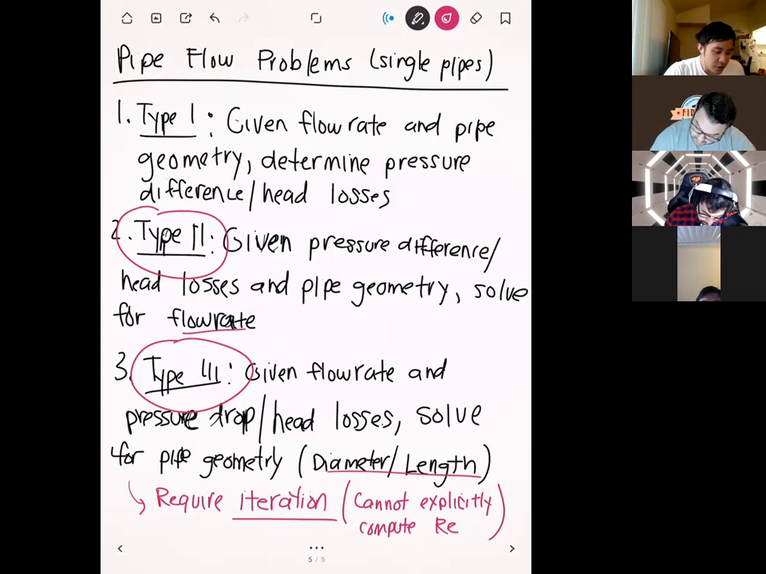But first, I'm going to do an example of a type 1 problem just so you can see it all. And this one has a lot of minor losses that are associated with it, so it's a good problem. But before we jump into that example, are there any questions on this stuff?